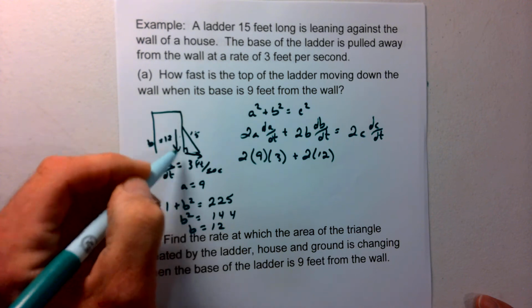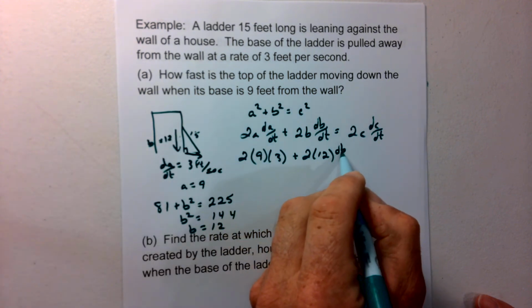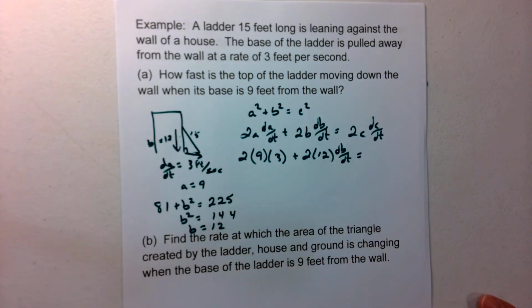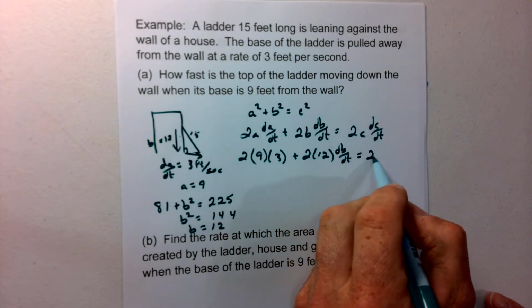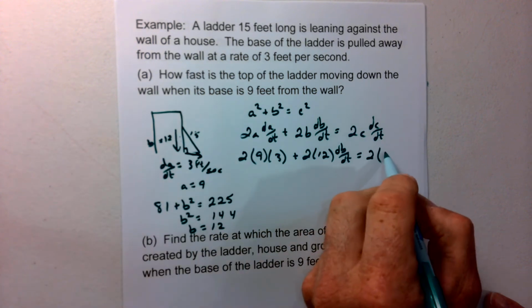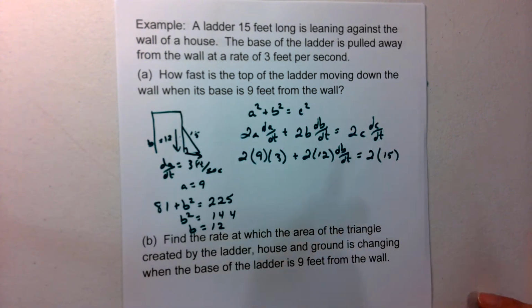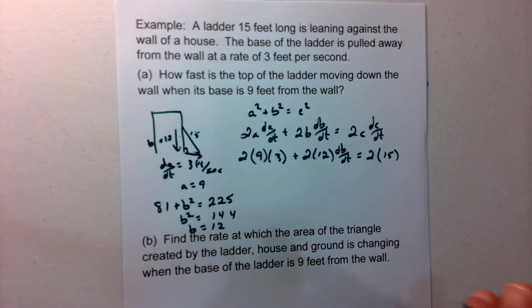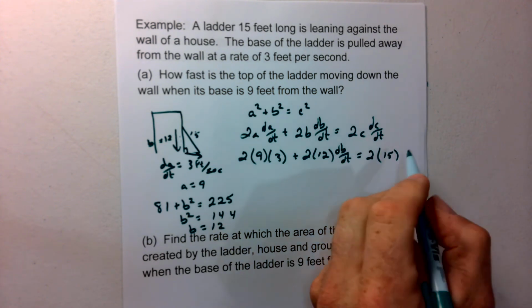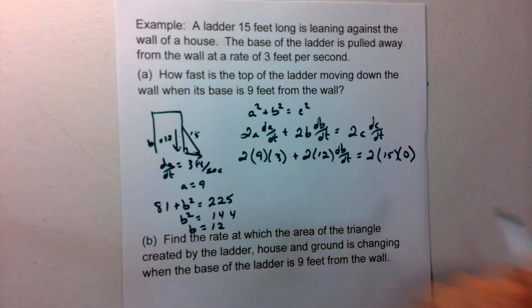dB/dt, we don't know what that is, so we're going to leave it as our variable, dB/dt. That's what we're going to solve for. C and dC/dt. Well, C is talking about the length of the ladder, which is going to be 15, and then dC/dt is talking about how fast this ladder is changing. So is it being expanded or is it being contracted? And it's not. It's just a nice ladder leaning up there. So that rate is actually going to be 0. It's not changing at all.